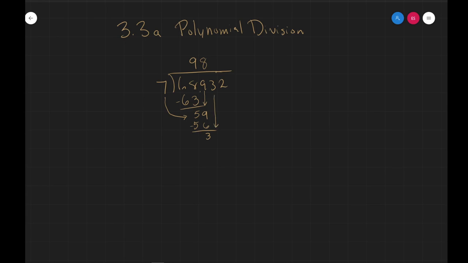We bring down our 3. So then 7 times what is going to go nicely into 33? That is going to be 4. 4 times 7 gives us 28. 33 minus 28 is going to be 5. We bring down our 2. What times 7 goes into 52? Well, that's going to be 7 times 7, which is 49. 52 minus 49 is going to be 3.